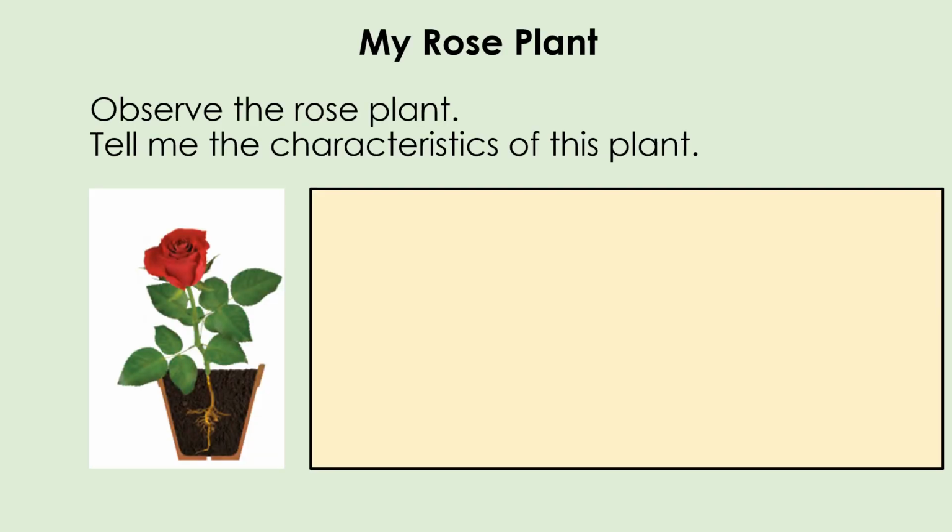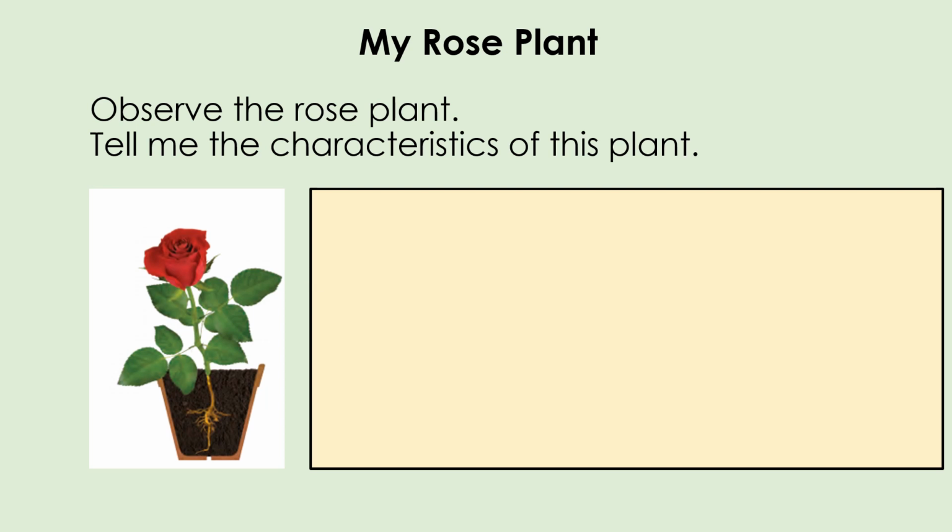Next, activity 2. You have to tell me a story. The title for this story, My Rose Plant. Instruction, observe the rose plant. Tell me the characteristics of this plant. What you have to do first is, you have to write the name of the plant. This is a rose plant. Then you look at the characteristics of the rose plants. For example, this plant has a flower.